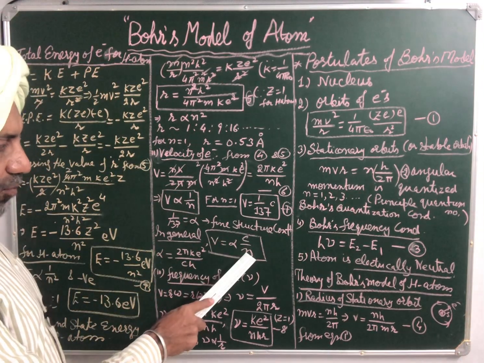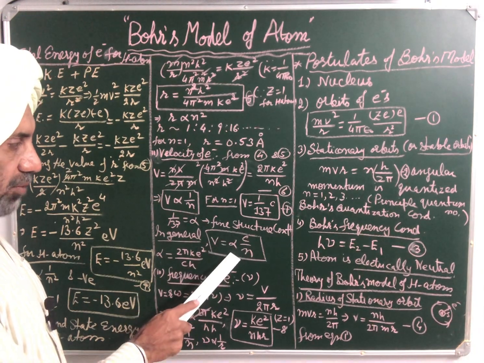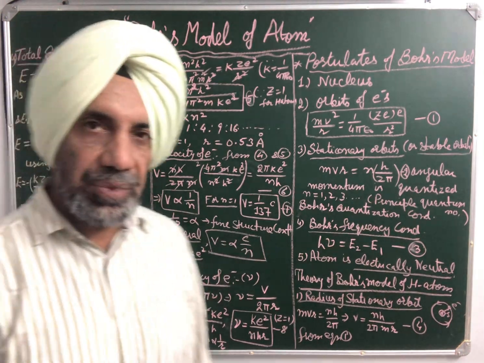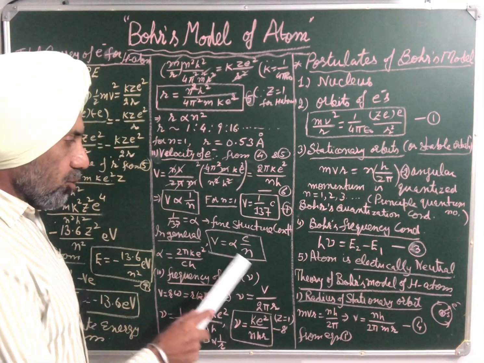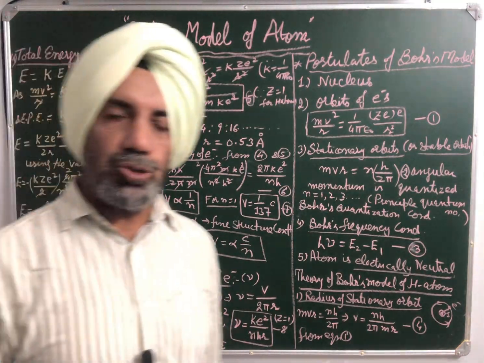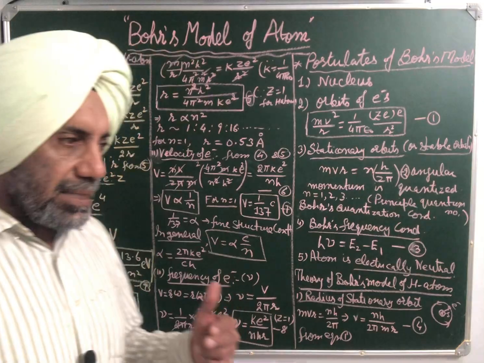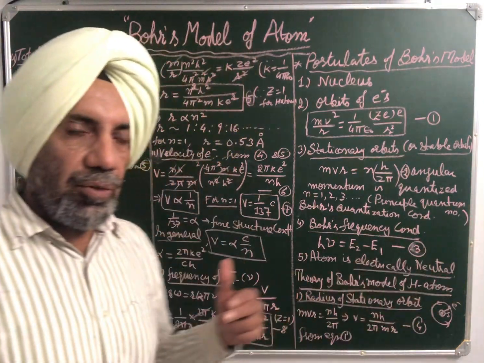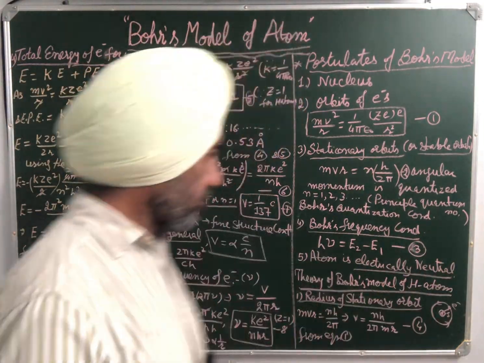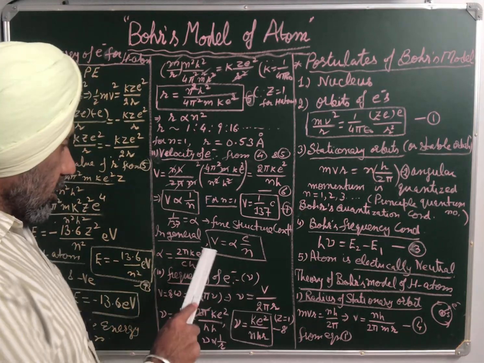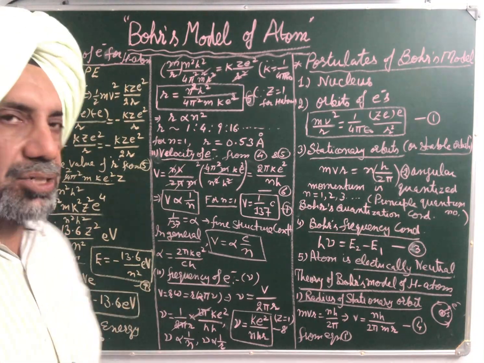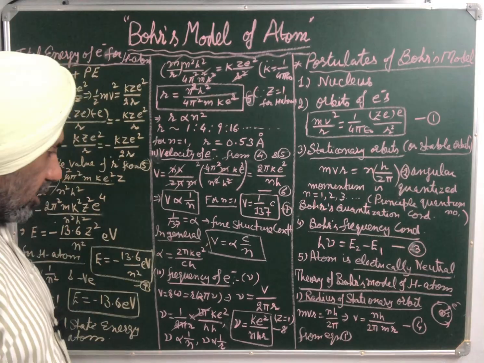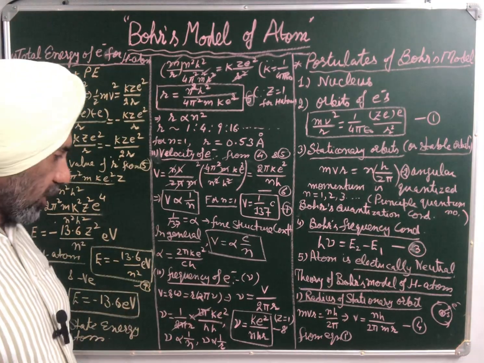So when n is equal to 1, the first orbit's velocity will be 1.137 times the velocity of light. And in the second orbit, n is equal to 2, the velocity decreases, and so on. So it means as n increases, the velocity of the orbital electron decreases. It is maximum in the first orbit. And alpha is called the fine structure constant. Its value is 1.137.